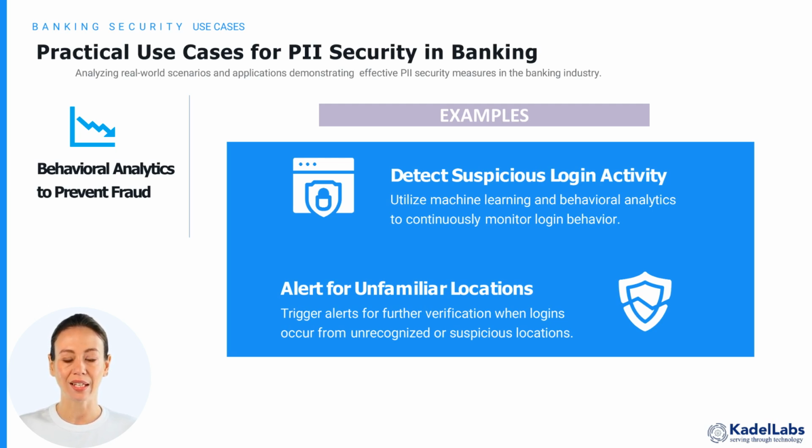For example, if a user typically logs in from the same device or location but suddenly logs in from a different environment, the system can flag this as suspicious. Another example is triggering alerts for unfamiliar locations. If a login attempt comes from an unrecognized or suspicious location, the system will prompt further verification, such as multi-factor authentication, before allowing access. This adds an extra layer of security and helps prevent unauthorized access.